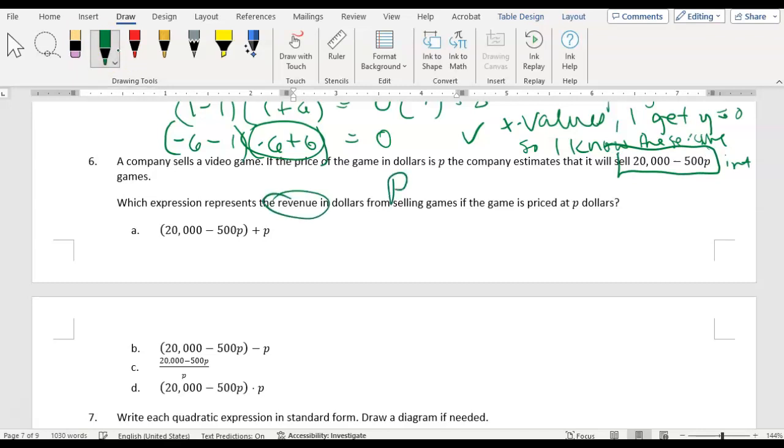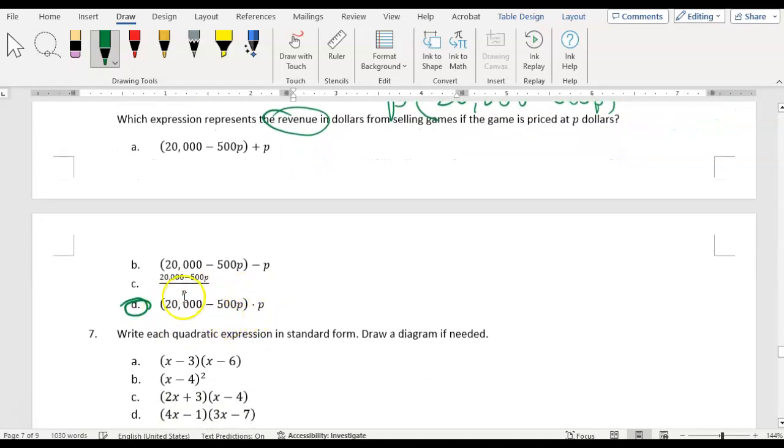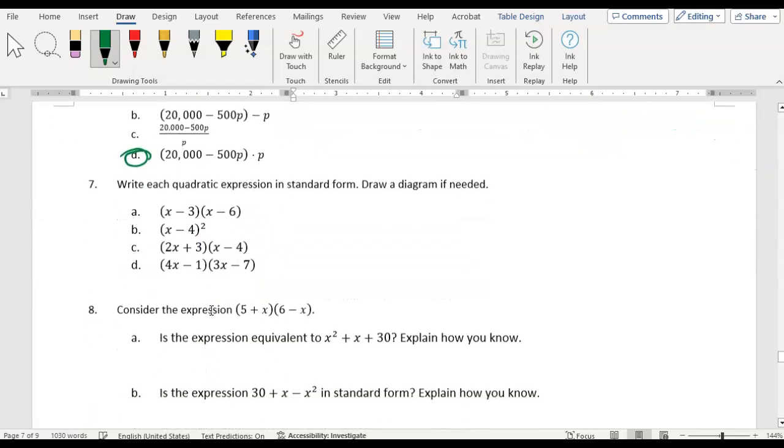So it's P dollars times the number of games that they can sell. So we would want to see it written something like that, being multiplied. And so our best option is going to be D, where we see that P, the price of the game, is going to be multiplied times the number of games we can sell.